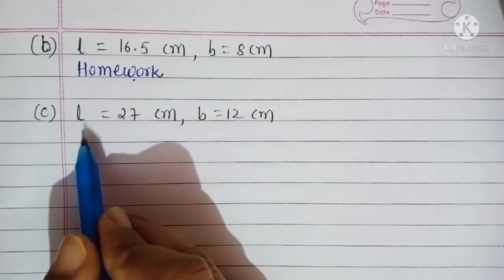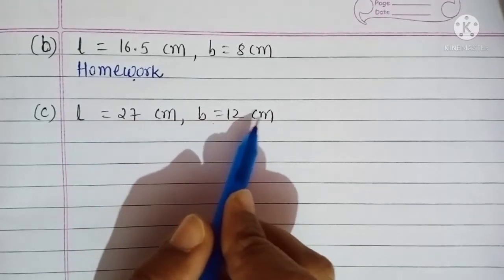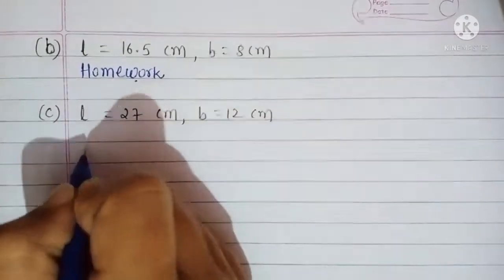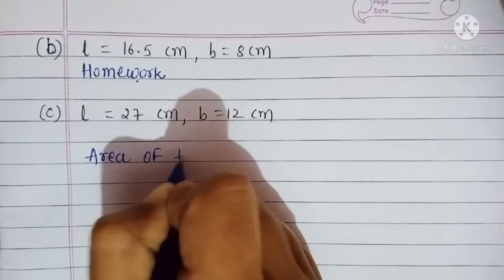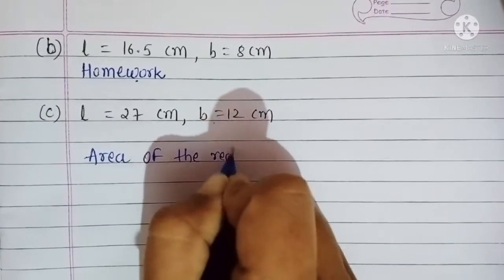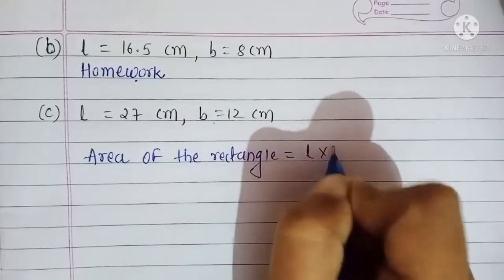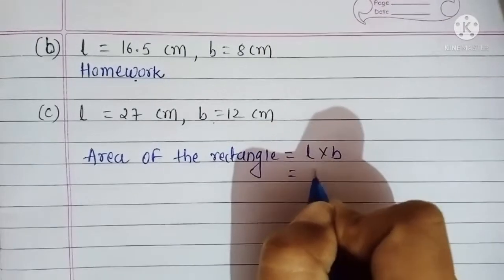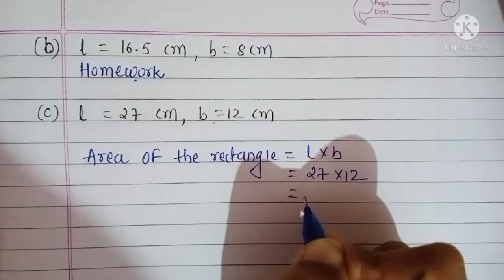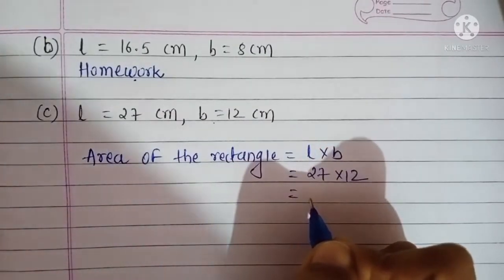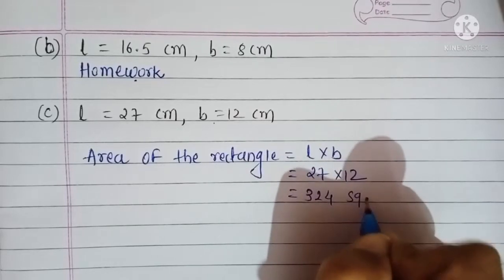Next C. Length is equal to 27 cm and breadth is equal to 12 cm. So, area of the rectangle is equal to length multiplied by breadth. This is equal to 27 multiplied by 12. On multiplying, we get answer 324 square centimeter.